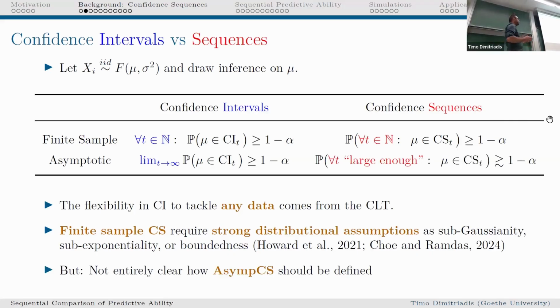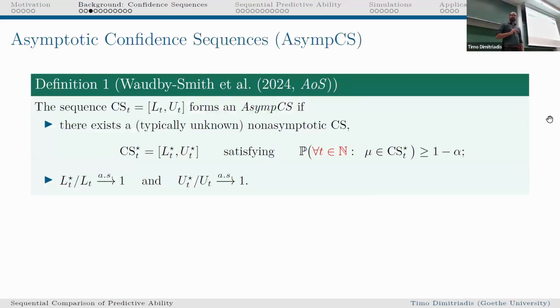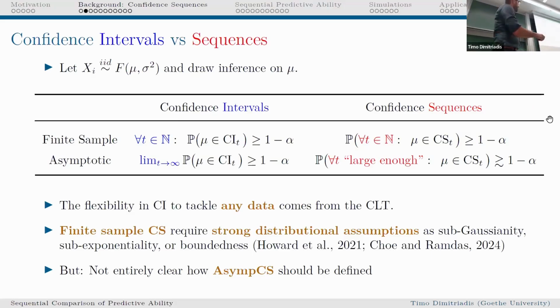Now the coverage guarantee here is a bit more involved, so this is very inaccurate and not mathematical. The probability that for all t large enough, mu is in the confidence sequence is larger than 1 minus alpha. That's this limit over the peaking time we'll calculate on. Okay, so this is the object we want to get. Now, it's not so clear, if you look at that, how you define it.